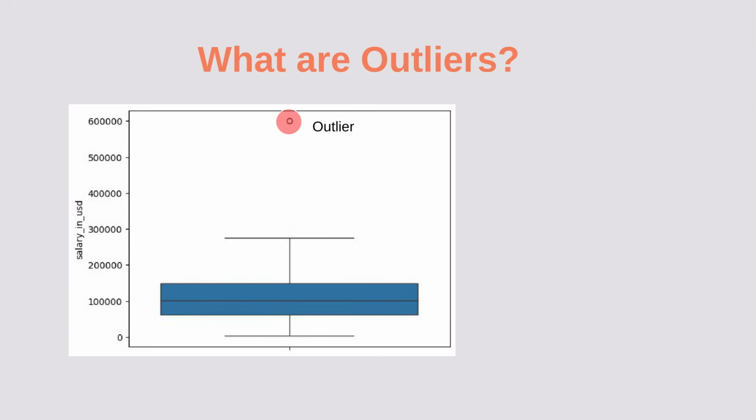Now let's look at how we can handle outliers in our data. So what are outliers? Outliers are those data points that stand out from the rest because they are significantly different. Let's look at this box plot to illustrate what outliers are. In this box plot, we're looking at employee salaries. We see that most people earn between $50,000 to $150,000 per annum. But there is one person who is earning $600,000.